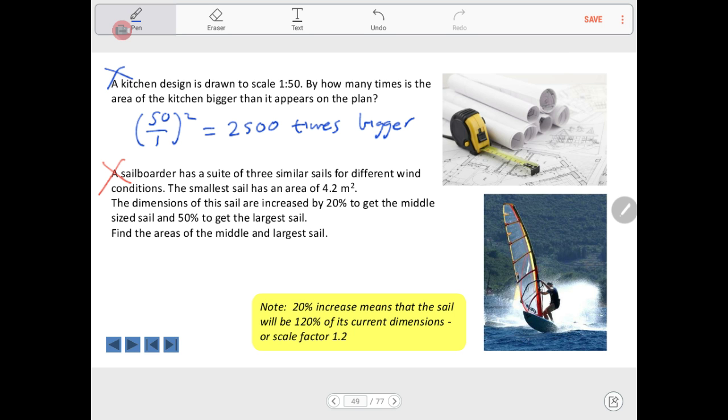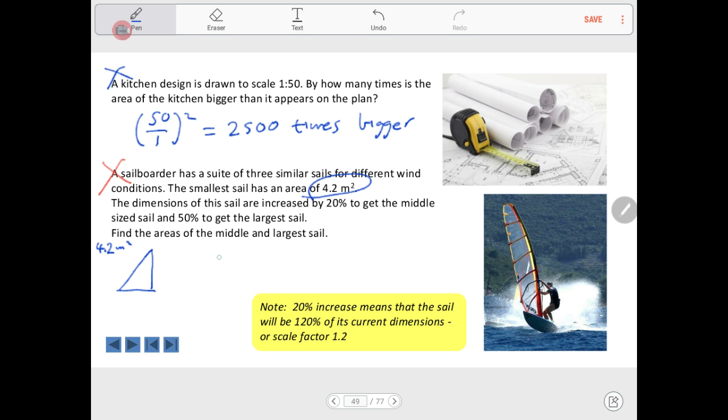Okay, now this sail border question. This is interesting. This is a tricky one. I want to use a bit of a picture to help here. I suppose sails are shaped like triangle type shapes. Okay, so there's the small sail, and the small sail has an area of 4.2 square metres.